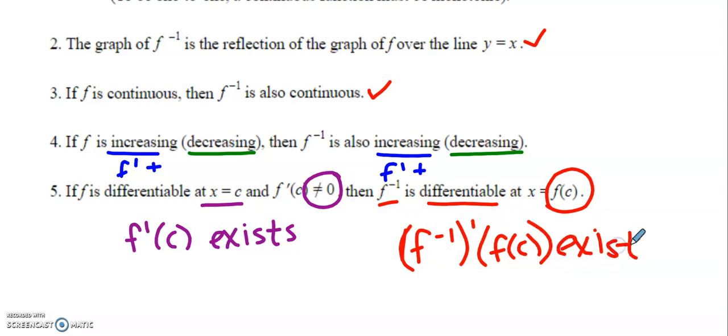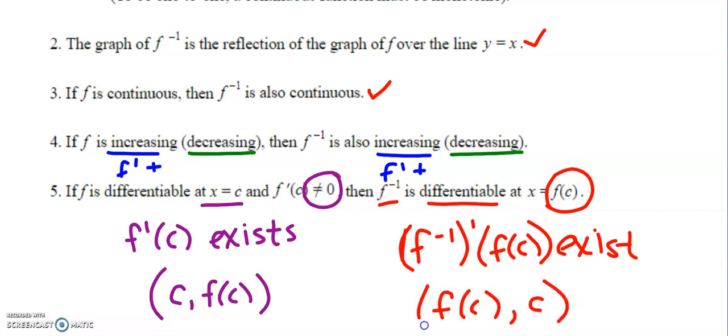exists. Okay? And that's because on the original, we would have had the point c, comma, f of c. And on the inverse, we would have had input f of c, output c. Oftentimes students do better if I change this f of c to be b, which means that on this statement, instead of f of c, let's talk about the letter b. Okay? So the derivative at the input implies that the derivative of the inverse at the output exists.